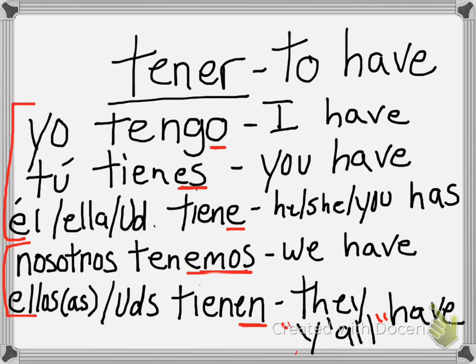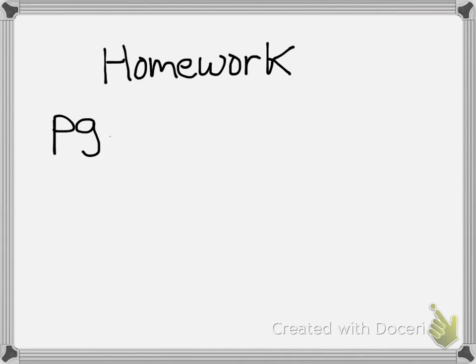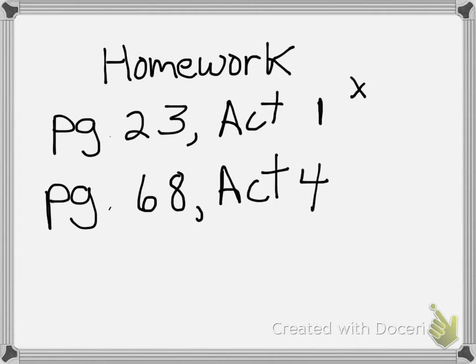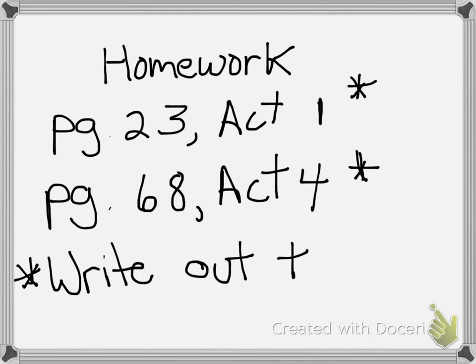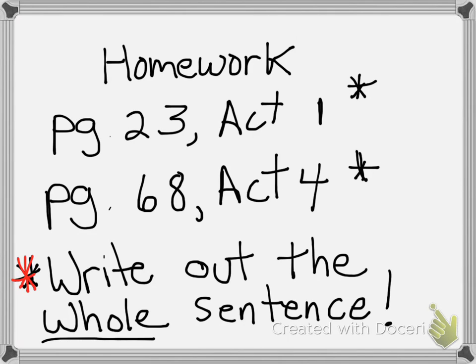Okay, your two assignments that we do, one in class and one is a homework assignment, but if you weren't here, these will be your makeup assignments, are page 23, activity 1, and page 68, activity 4. And these are just filling in the blank with the correct form of the verb tener. So what you need to do is identify your subject of the sentence. Is it yo? Is it nosotros? Is it Juan or Jose or Maria? In that case, that would be the same as he or she. So you would use the he or she form of the verb, tiene. So make sure you write out the complete sentence, filling in the blank with the correct form of tener.